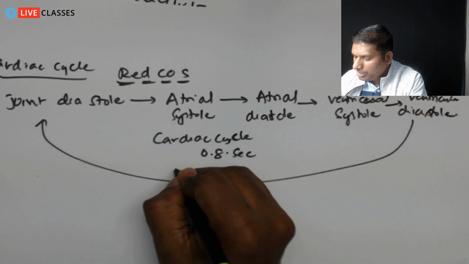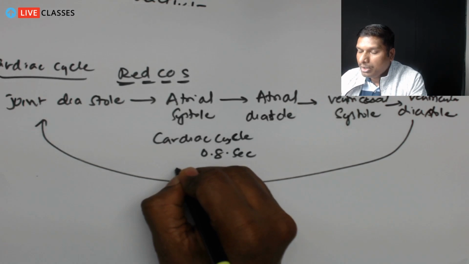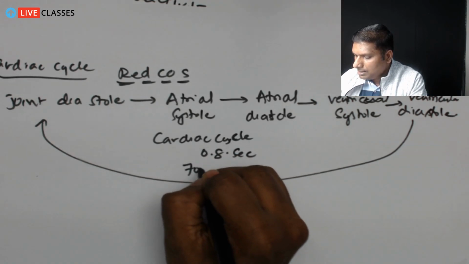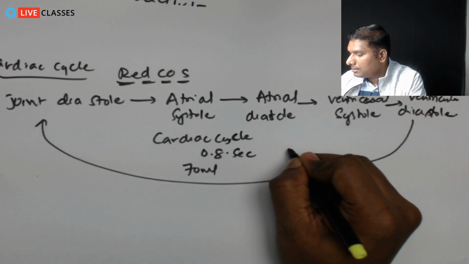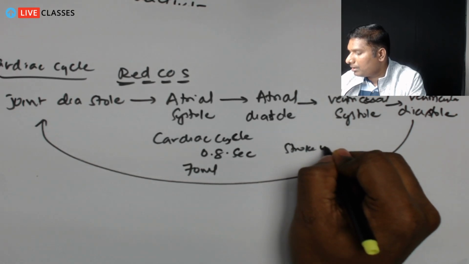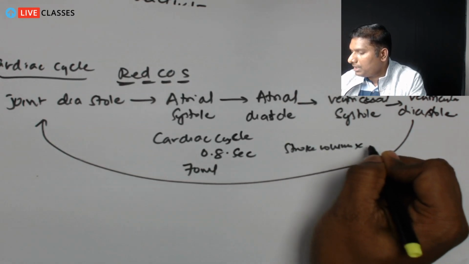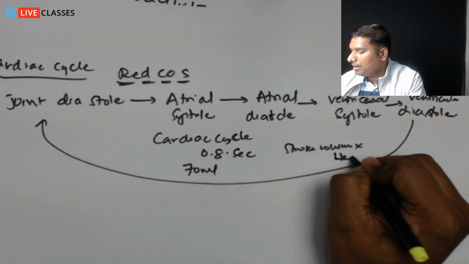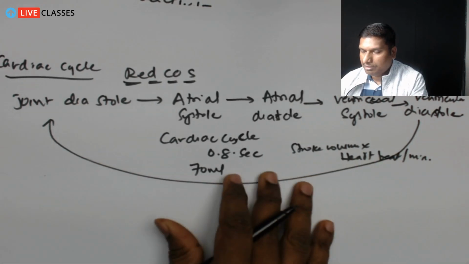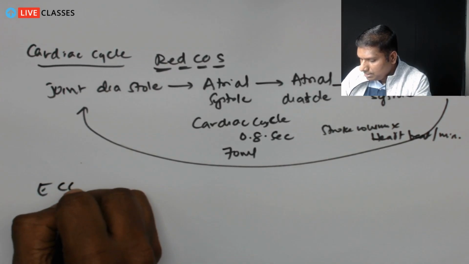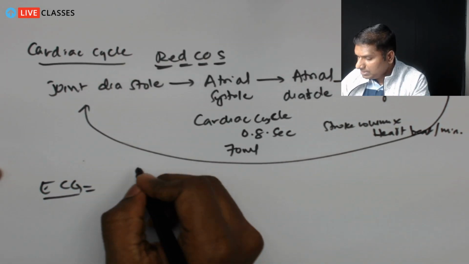Then we talked about stroke volume, the volume of blood pumped by the ventricle per cardiac cycle, which is 70 ml. And we talked about cardiac output, which is stroke volume multiplied by the heartbeats per minute. Then ECG, I'll give you the simple highlights.